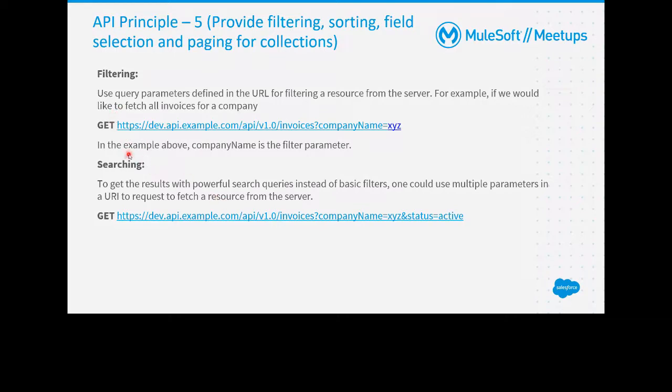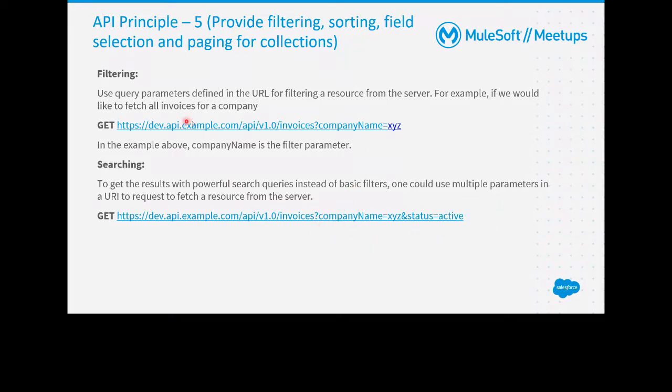Now I can go even deeper, like I can say that I want all the invoices for company XYZ whose status is active. Now I am doing a more advanced search. All these query parameters that I pass give you a limited response back, and that does the searching or filtering capability.